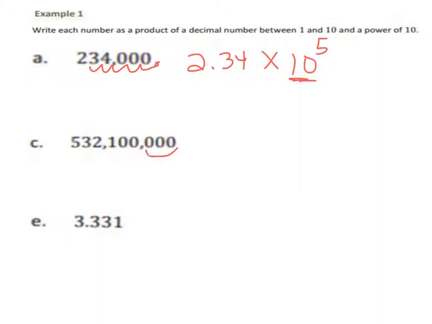This one, you got to move 3, 6, 7, 8. So it's 5.321, drop the zeros, times 10 to the 8th, we moved it. This one here is already in decimal form, so you're just doing that thing times 10 to the 0. It's just equal to itself.